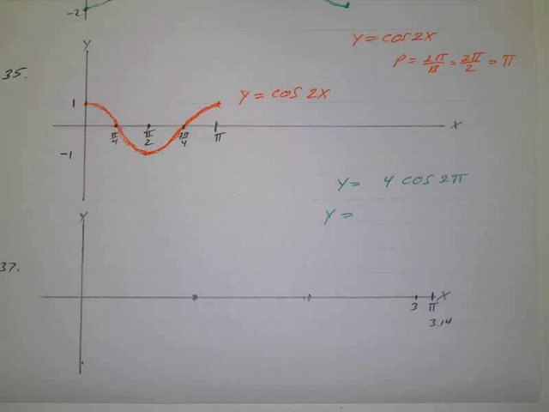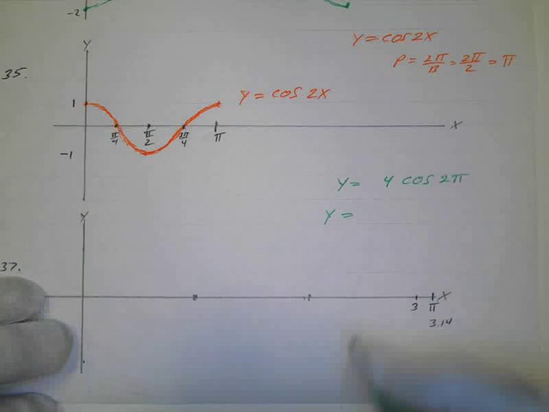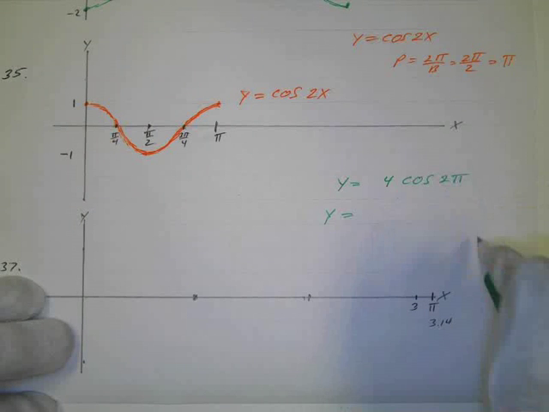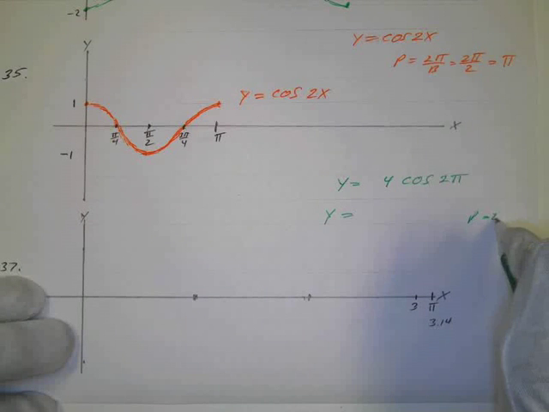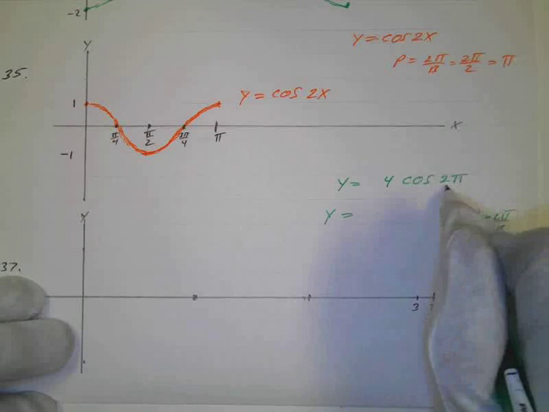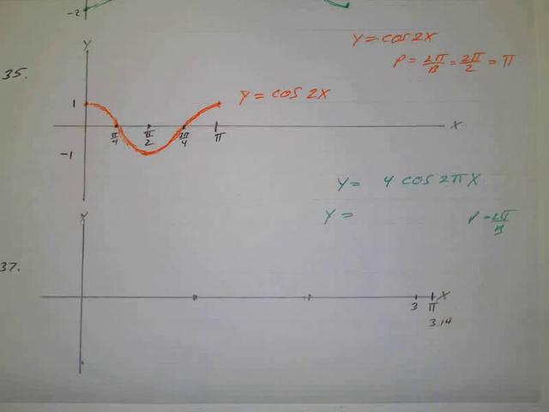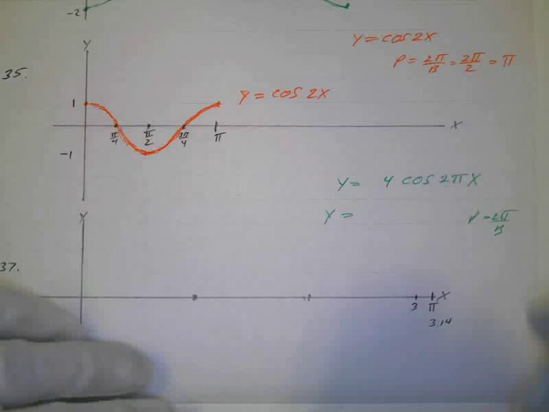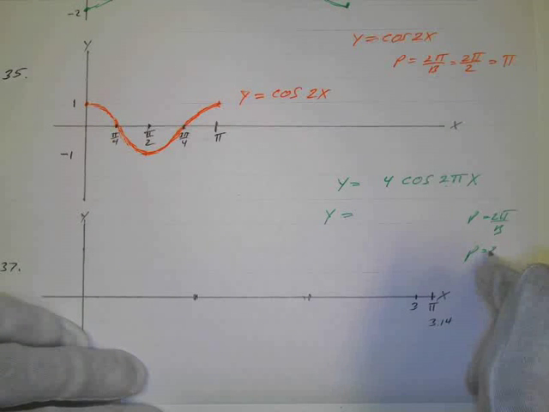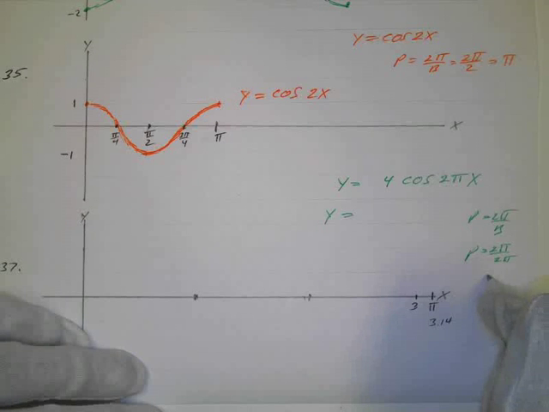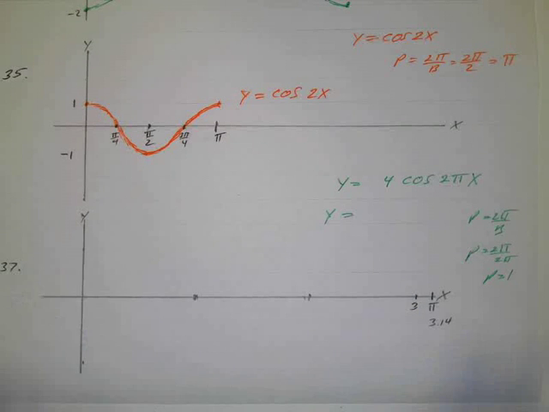Okay, more problems from section 4.5, and this is number 37, and we want to graph 4 cosine of 2 pi x. So first of all, we better figure out the period. And remember, the period equals 2 pi over b. In this case, the period will equal 2 pi over 2 pi, so the period will just be 1. That's going to be 1 radian.